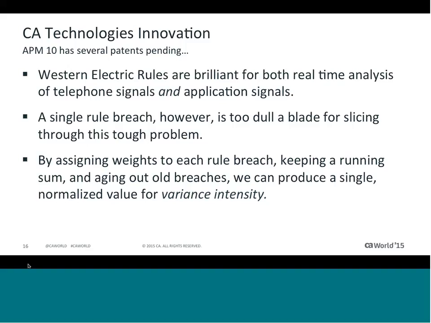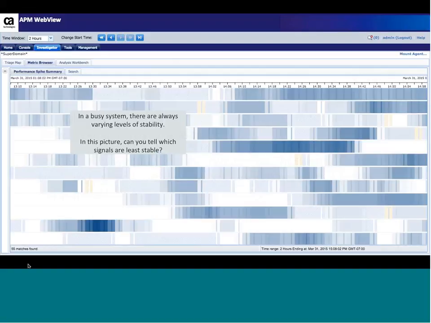And so nothing happens. If there's one outlier, we don't care, right? But if a string of outliers start landing, or we start breaching rule number 2 and rule number 3 and rule number 4, that window starts to load up with the weights of the rule breaches for the Western Electric rules. And this is the part, I'll skip right to the fun here. We don't just have a red, yellow, green alert.